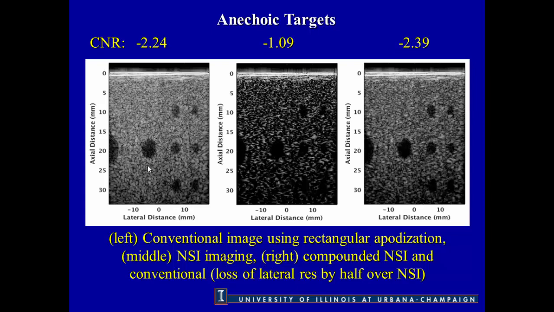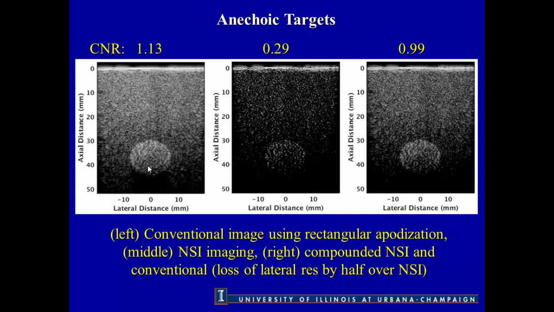We sacrifice some of that lateral resolution, so if we do the wire targets and do the same thing, we sacrifice about half the resolution gain that we get, but we still have a resolution boost. And in terms of the anechoic targets, we actually get, according to the CNR metric, a bit better performance.